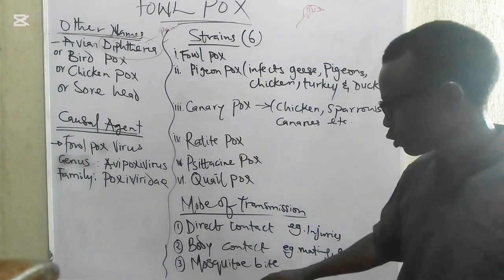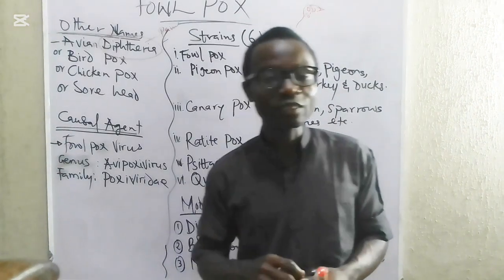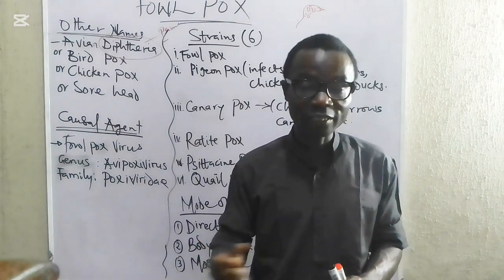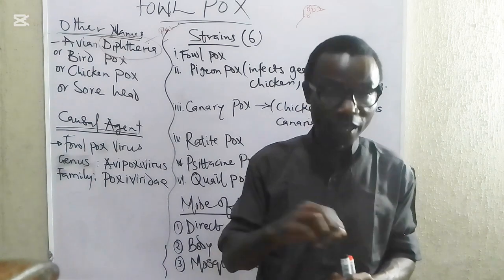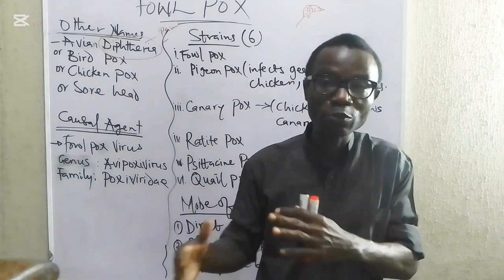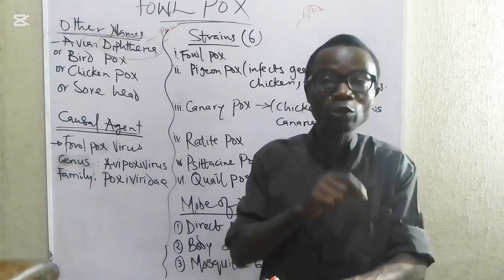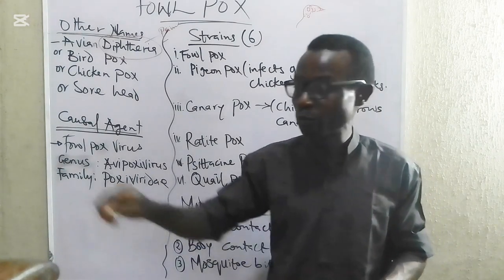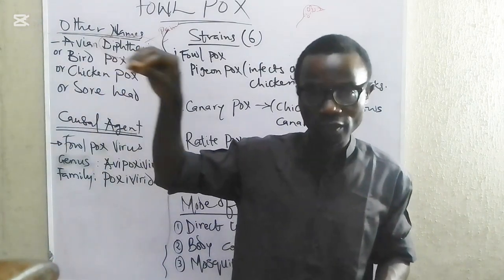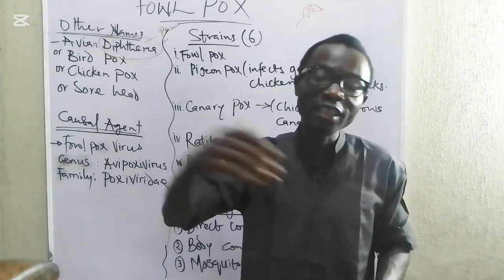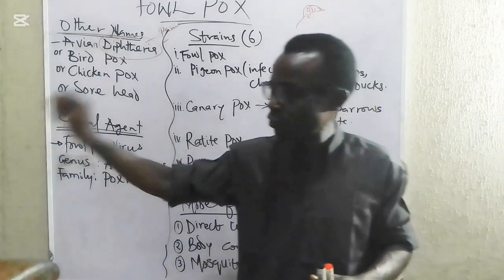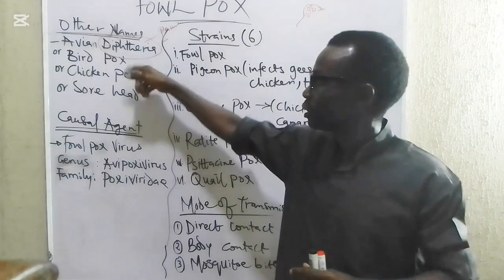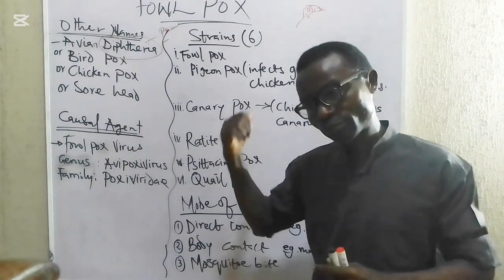Now this last one will interest you: mosquito bite. Now you know with humans, it is already settled that the virus that causes AIDS, that is HIV, is not transmittable by mosquito bites. So you can stay with someone who has HIV, and even if mosquito bites the person and bites you, you don't get it. But in this case, it is transmittable by mosquito bite. So the mosquito picks it when it sucks the blood, and not just mosquito, any blood-sucking insect can transmit fowl pox. It picks from this bird, it gets to another, and if it bites the other, it transmits the virus that causes fowl pox.